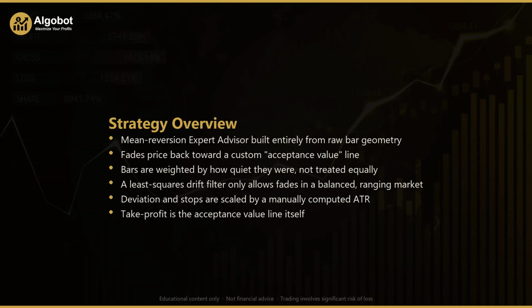There's also a regime filter. The strategy only looks for fades when the market is in balance. It measures the least squares drift of closing prices across the window, and if that drift is too steep, it stands aside, because a trending market is not the place for a reversion idea.